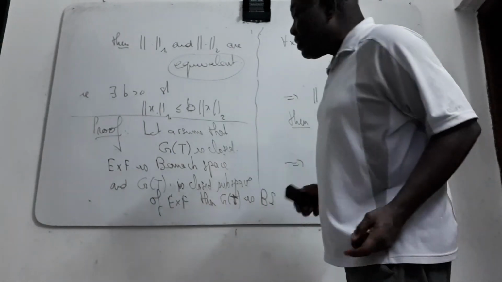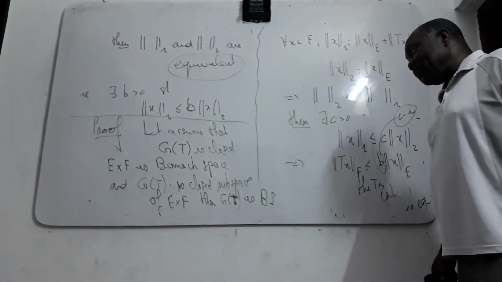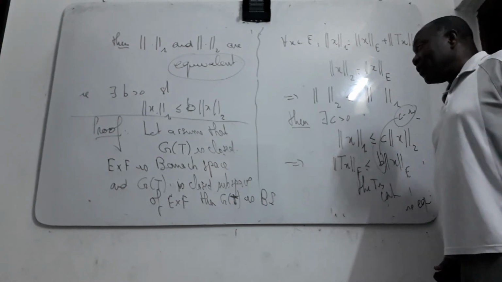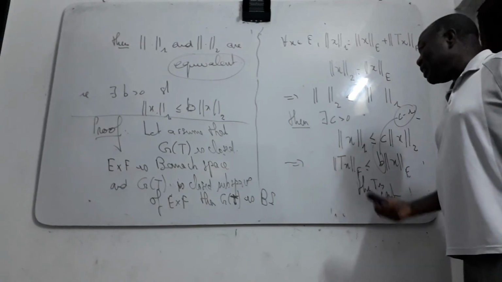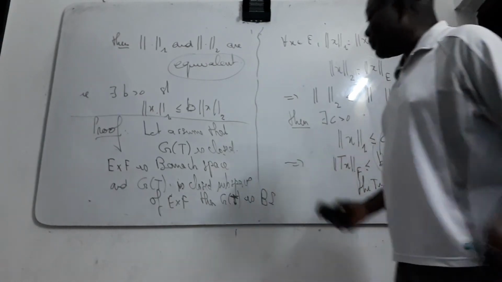The converse in itself is obviously true. That means that if T is continuous, the graph is also closed. This one is very simple to prove.